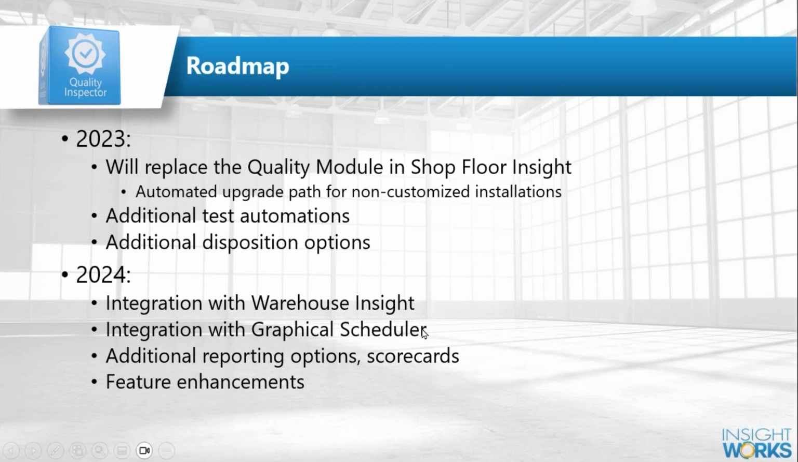I did mention graphical scheduler will be coming as well, so we'll be able to assign and schedule tests using the graphical scheduler. And of course, some additional reporting options and scorecards. One thing we're asked about is vendor scorecards, right? How are your vendors doing quality-wise? So we'll have that type of capability next year as well. And just in general, a lot of feature enhancements. So Quality Inspector is getting a lot of love. It is getting a lot of development from our side, and we'll see it improve pretty significantly over time, even though it's pretty awesome as it is today.